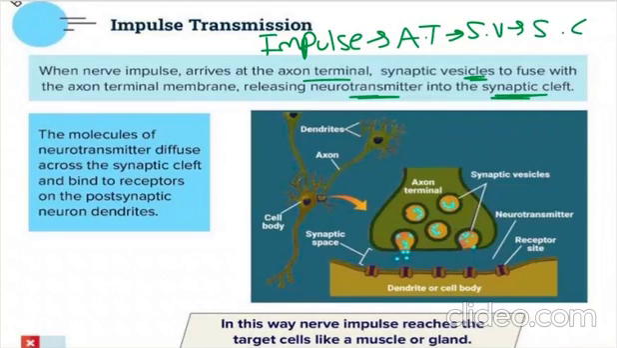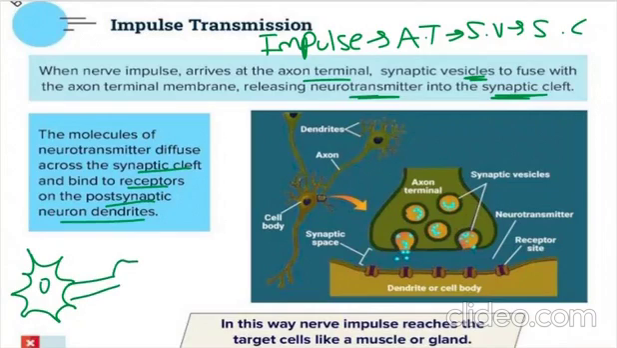Now, these molecules of neurotransmitter diffuse across the synaptic cleft and bind to receptors on postsynaptic neuron dendrites. So postsynaptic means it's on the other side. If this is one of my neurons, I'm drawing it very roughly, it is connected like this to the dendrites of the other neuron.